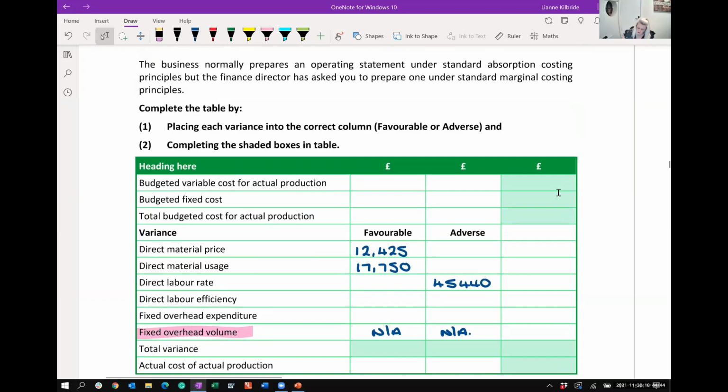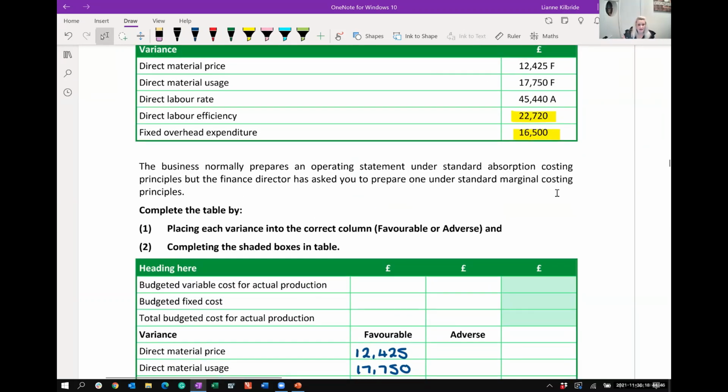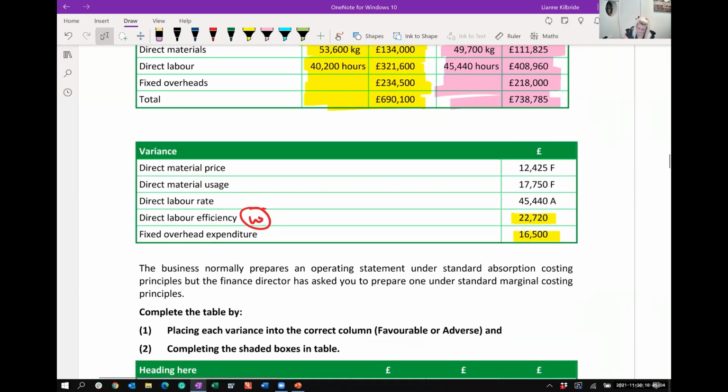Okay, so we've got two left. Well, we know the direct labour one is a variable cost, so we're going to have to do a working out for this one. However, with the fixed overhead expenditure, all this one is doing is comparing the budget against the actual. So if your budget figure was 234,500 and your actual was 218, let's just do those calculations to check it.